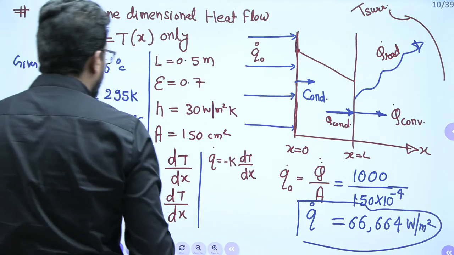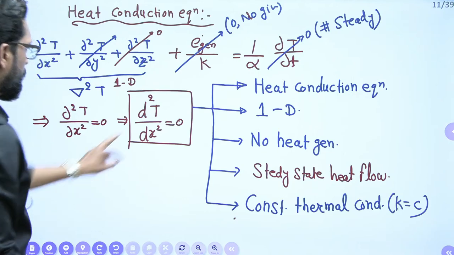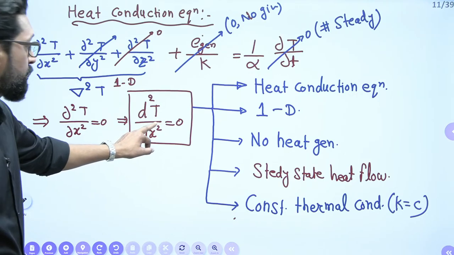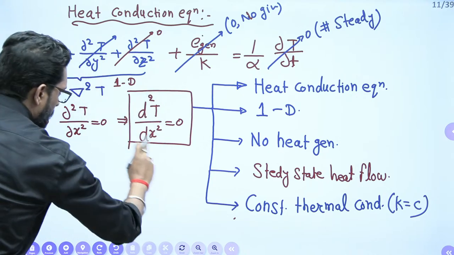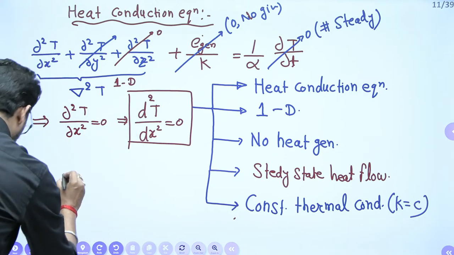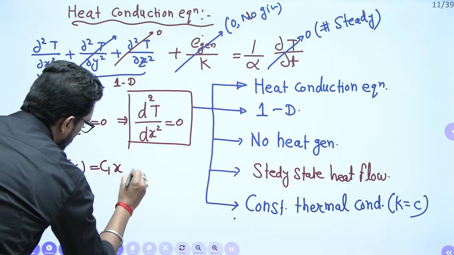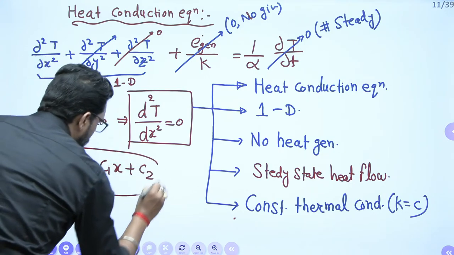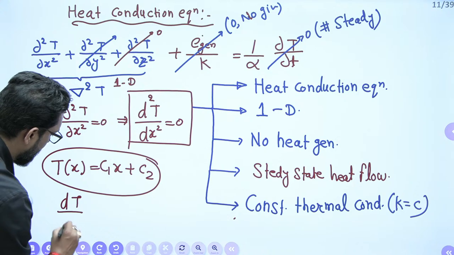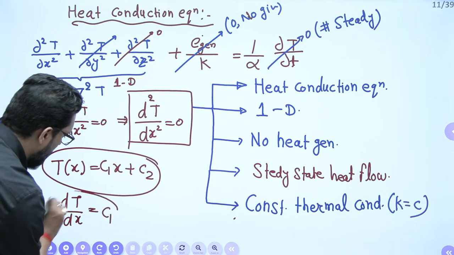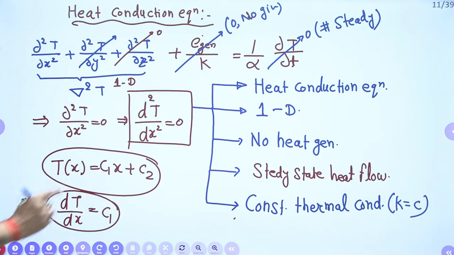Now we have a temperature equation. We can integrate and find the equation. If you integrate twice, T of x is equal to c1 x plus c2. From this you can find c1 and c2 easily, and if you differentiate, dT by dx is equal to c1.